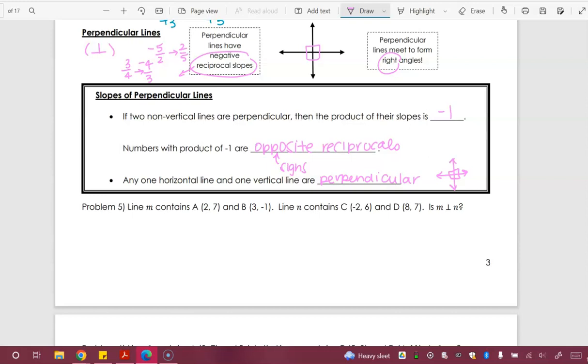So again, let's check. If line M contains these points and line N contains these points, are these lines perpendicular? We've got to check the slopes.